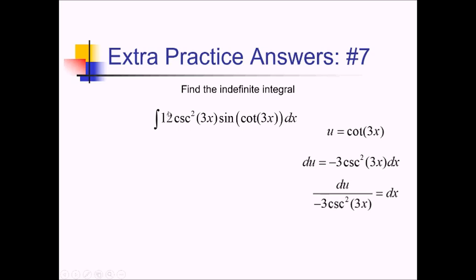We still have a 12. We have a cosecant squared of 3x. And now we're going to have sine of u. And then instead of dx, we have du over negative 3 cosecant squared of 3x.